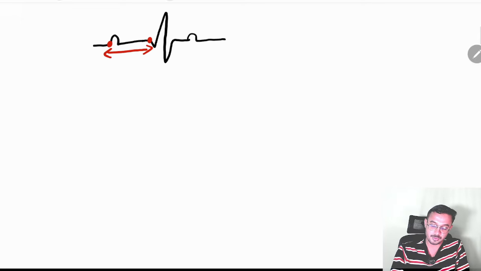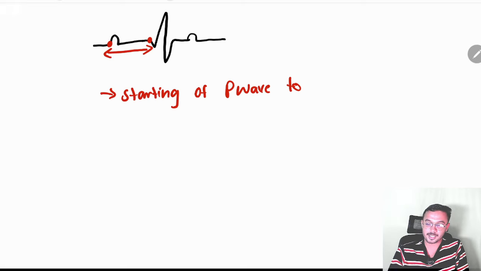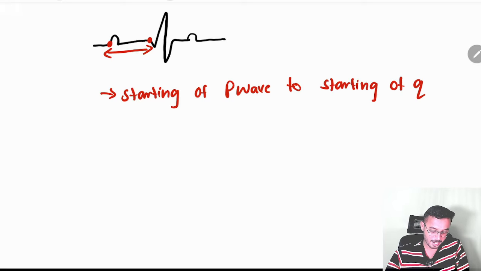Don't get confused about starting or ending. I will write it clearly for you. The PR interval is the start of the P wave to the start of the Q wave. Remember, PR comes first, so that's why it is start to start. This is about the PR interval.